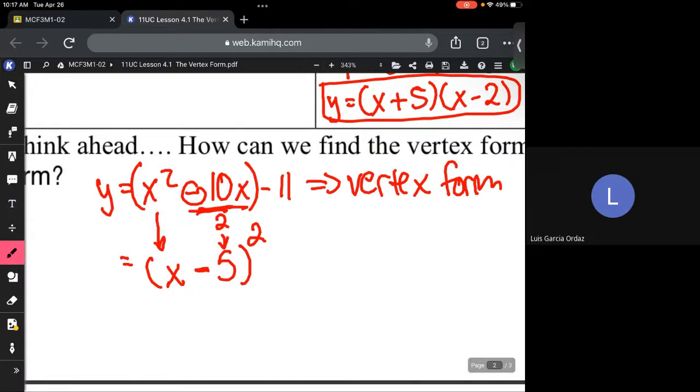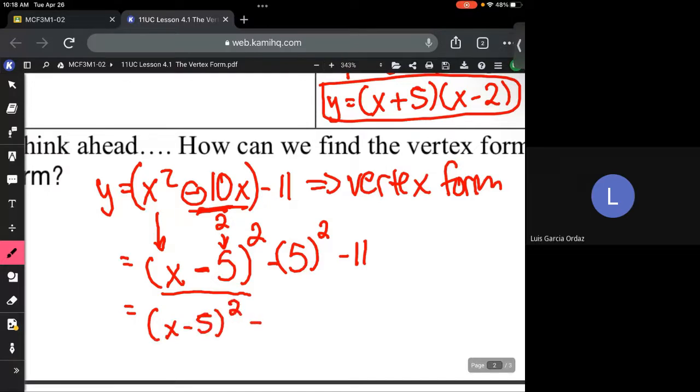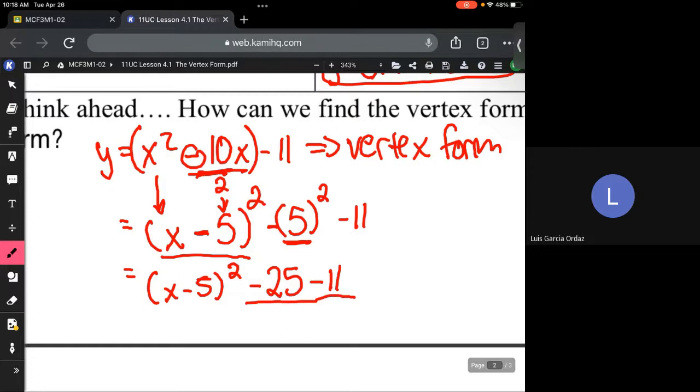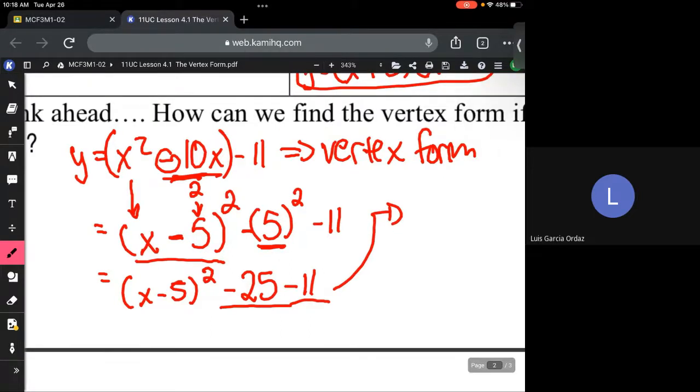What you're going to have outside of the bracket is a minus. And what did we get when we took 10 and divided it by 2? We're going to have a 5 in a bracket, and that's going to be squared, hence completing the square. And then you're going to keep the minus 11. So this stays the same. So x minus 5 squared stays the same. We know 5 squared, when we square that, it's 25. So I get minus 25 minus 11. So what happens when we take negative 25 and subtract 11? What do we get?